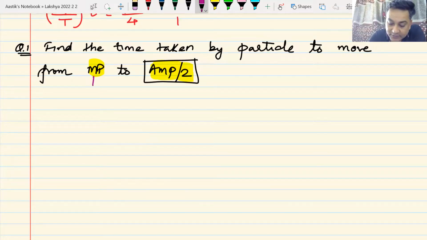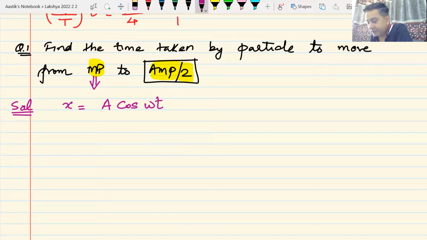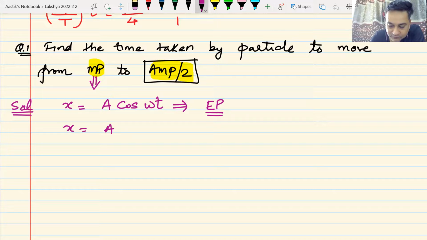Remember, I have to find the time from mean position. So which equation should I use? Tell me, you will know this. Should I use x equal to a cos omega t, or x equal to a sin omega t? Everyone is sleeping. The cos equation was the equation from the extreme position. Do we remember this? Yes, sir. Should I be using this or the other one? I should be using the other one, which is written from the mean position. Will you remember it now?